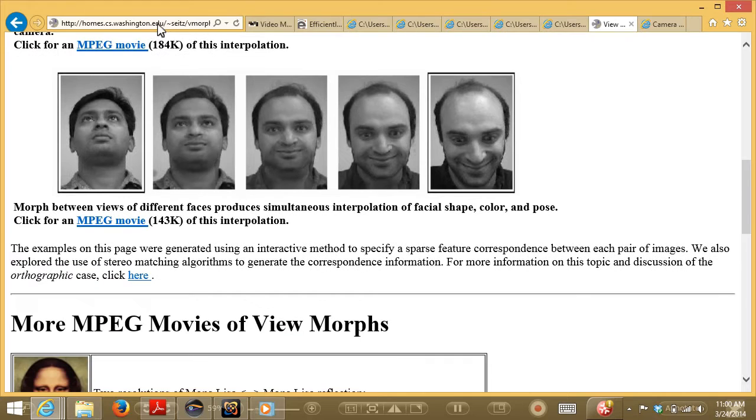So here's the idea: here's this guy on the left, and here's this guy on the right. So the camera position is different, and the people are different, right? And so when you view morph between them, you get basically this intermediate guy who is halfway between the two people and halfway between the two camera perspectives. And so, let's see if this will work, right?